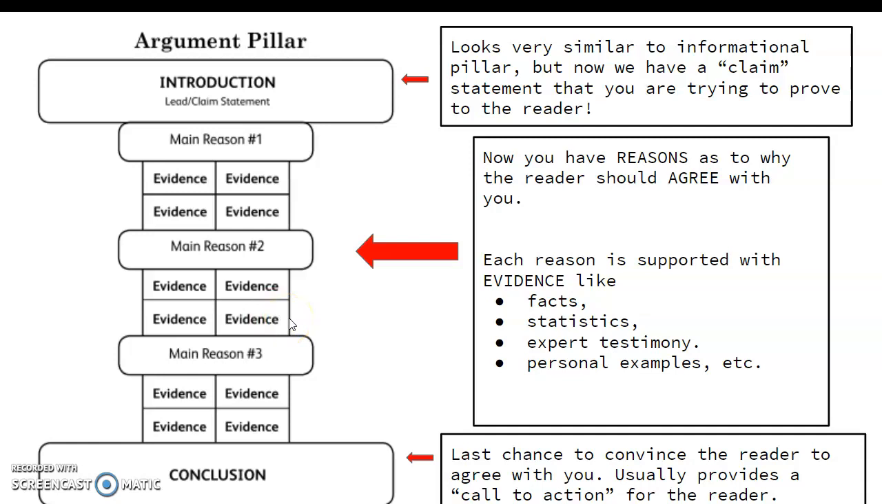As we close this lesson, I want you to think about a couple of things. What are the similarities between that informational pillar and argument pillar? What are the differences? And then also, how are those two different than the narrative?